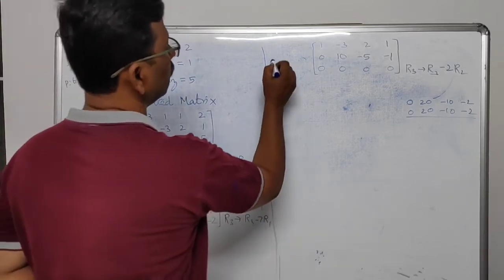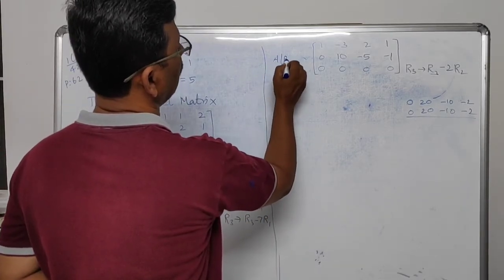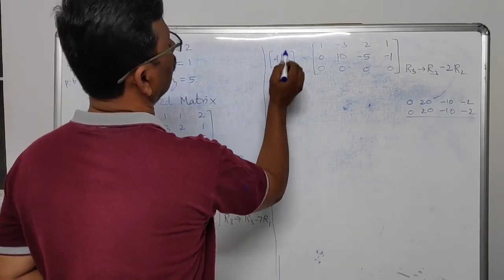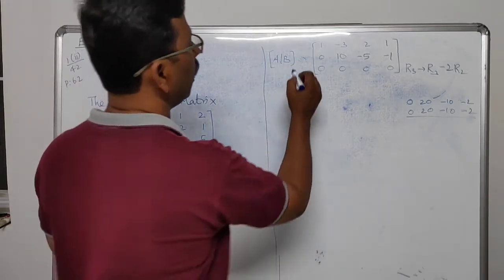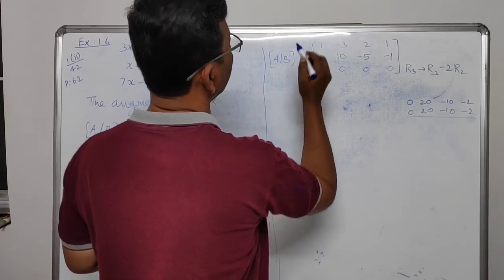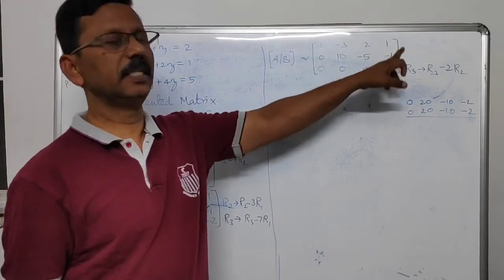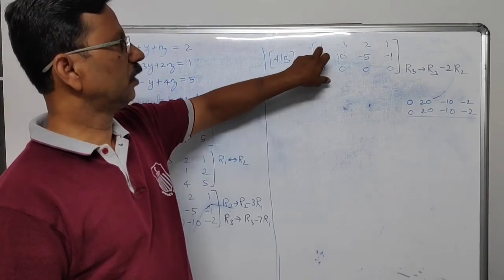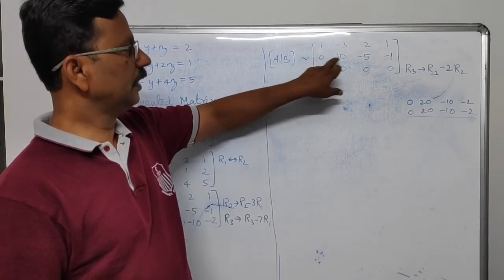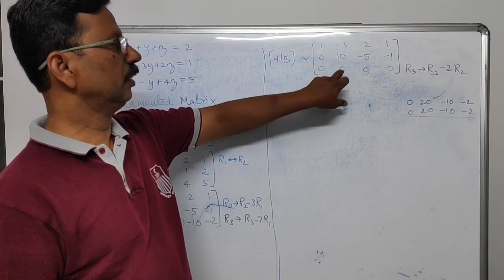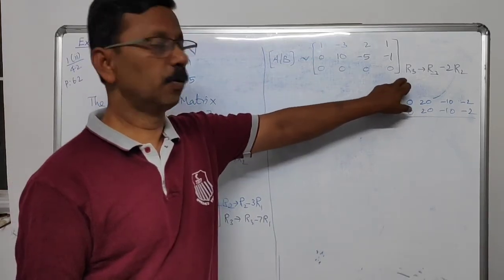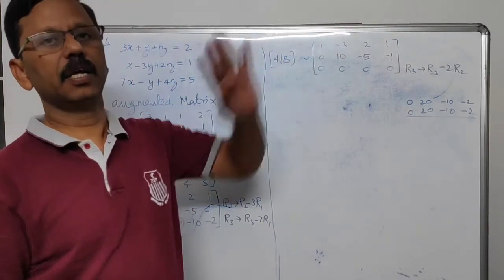Now here this is the augmented matrix AB. Now this last equivalent matrix is in echelon form, that is, under the first non-zero element you have zeros. In the second row, the first non-zero element, below this you have 0, therefore you need not bother about these things. Now it is in echelon form.